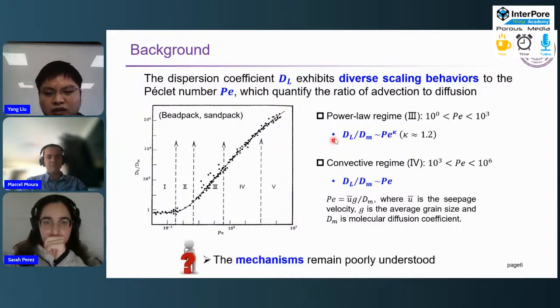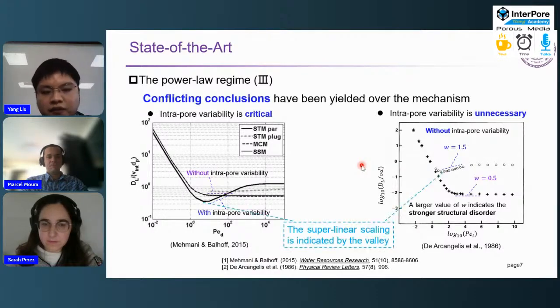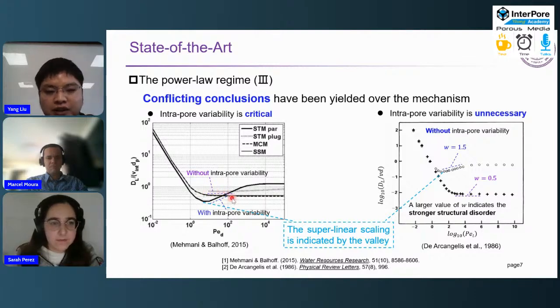However, the mechanisms of this superlinear power law and the linear scaling, and of the transitions, remain very limited. On the one hand, regarding the primary mechanism driving the power law regime, conflicting conclusions have been reached, just as the following figure shows. Here, the superlinear power law scaling is indicated by the value of the curve. In other words, if the curve decreases monotonically to a plateau like this, then it means that the power law scaling is absent.